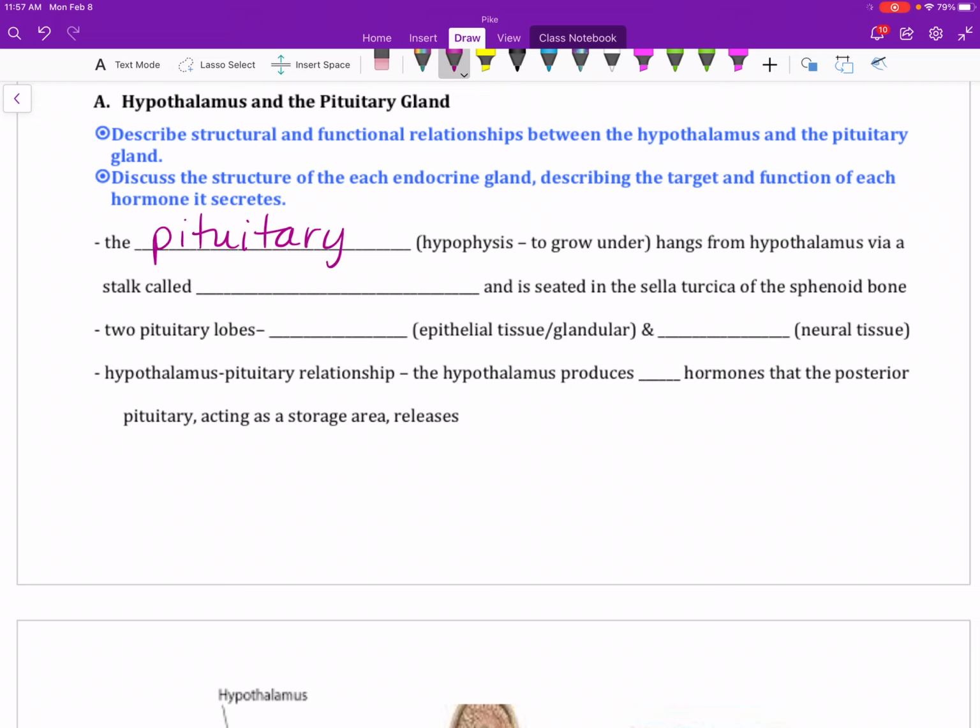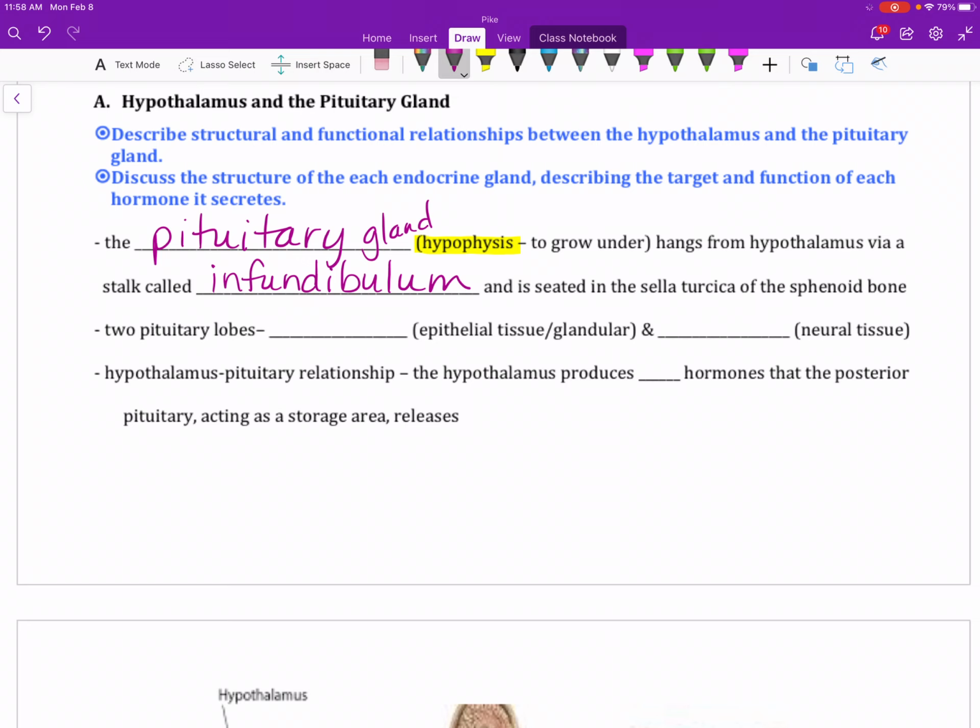So the pituitary gland, we can write gland right here. The pituitary gland is also called the hypophysis. That's another name for the pituitary gland, and that just means to grow under. The pituitary gland hangs from the hypothalamus via a stalk called the infundibulum. Very funny word, infundibulum. The infundibulum is a stalk that the pituitary gland hangs off of.